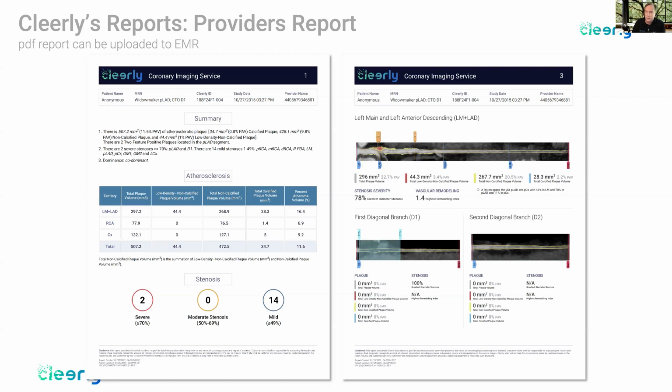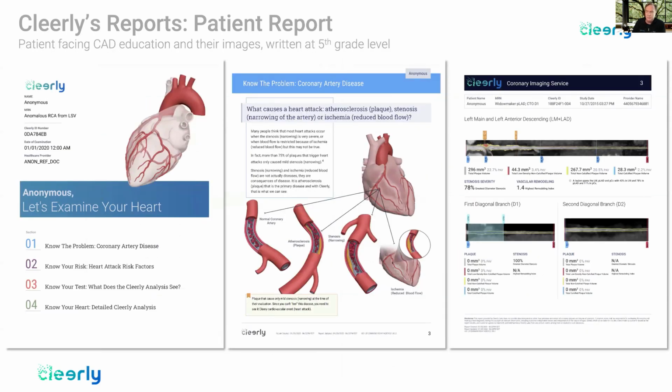We have a report which is dedicated really for the provider. This can be ingested into the electronic medical record, summarizes all of our findings, as well as gives limited images of the vessels. And we even have a patient-facing report that has about 20 pages of educational data written in 5th grade language so that people can understand what coronary artery disease is, why plaques look different, why plaques change with therapy, and then we actually show them their images themselves. So this is sort of a patient-facing report.